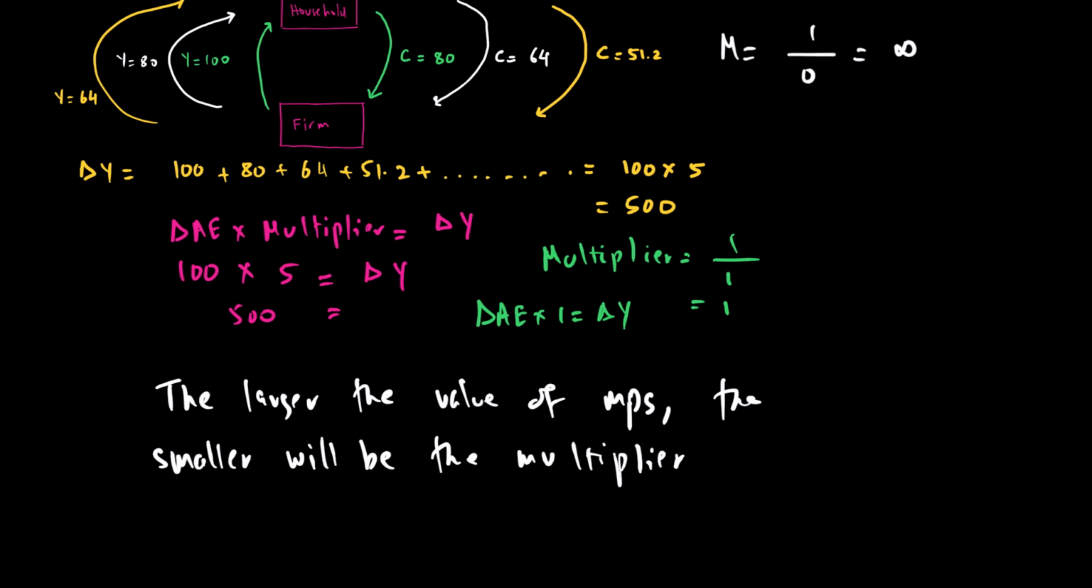Remember, we said that poor countries have very high MPC and very low MPS, and the rich countries, so we know this MPC of the rich country is low, which means MPS is high for the rich countries, which would mean their multiplier will be small.